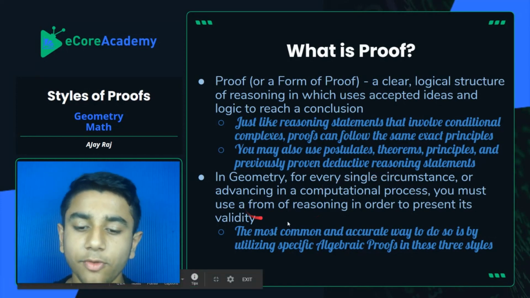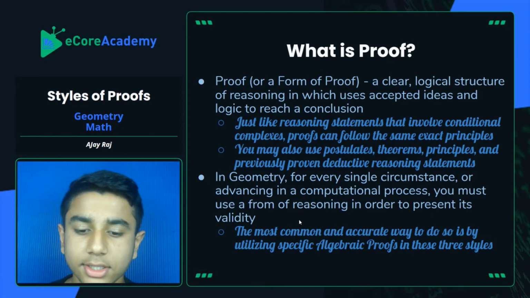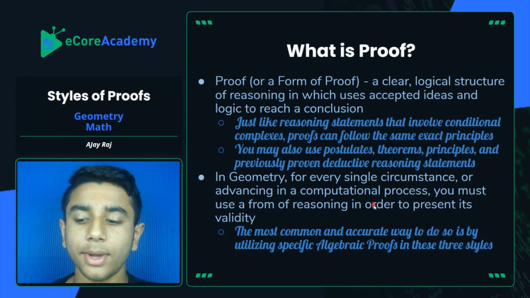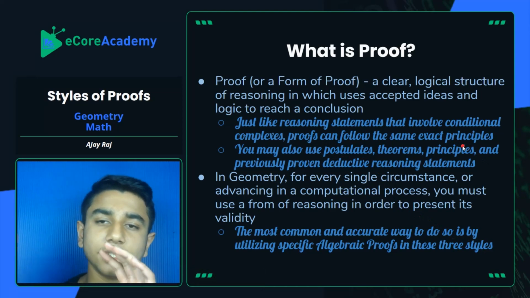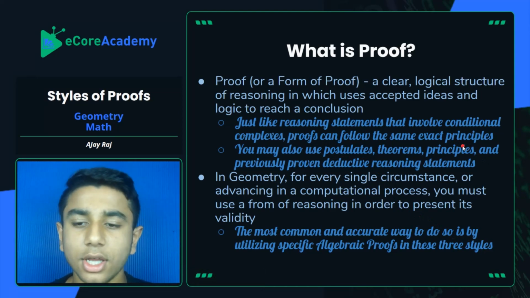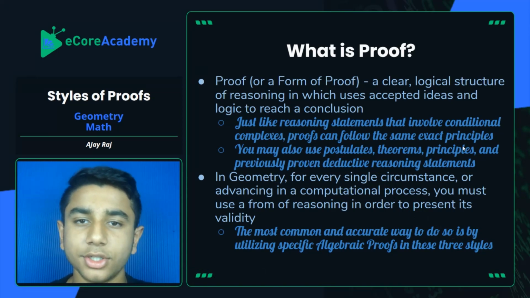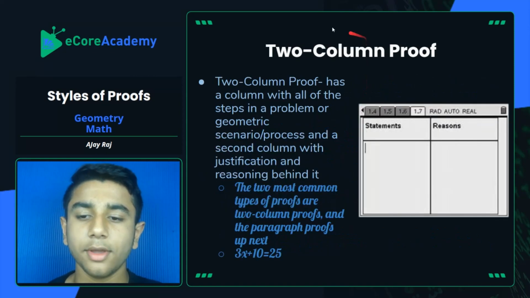You need to prove and back up every single step that you take in any computational process, whether you're trying to prove something in general or trying to clear up a situation or a problem. The most common and accurate way to do so is by utilizing specific algebraic proofs in these three styles. They come in the forms of postulates, theorems, and principles. I'll create a whole new lesson about that because it's a very large lesson, so I'll probably break that down as well. But algebraic proofs are the main proofs that you're going to come across in geometry. All right, on to the first style of proof. We have the two-column proof.